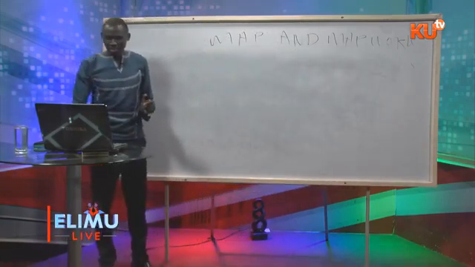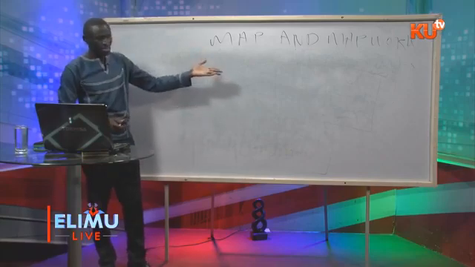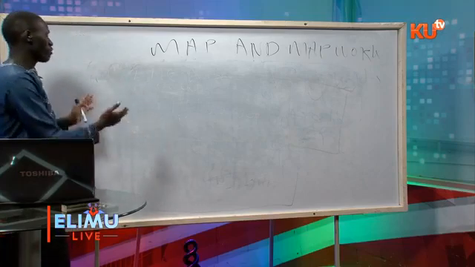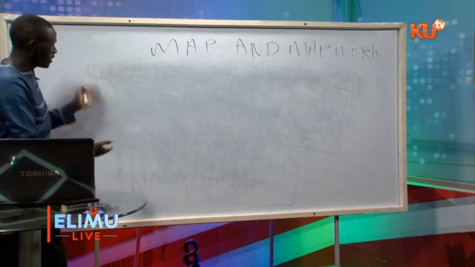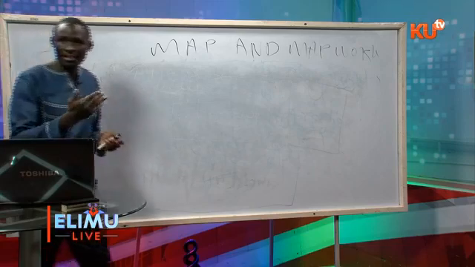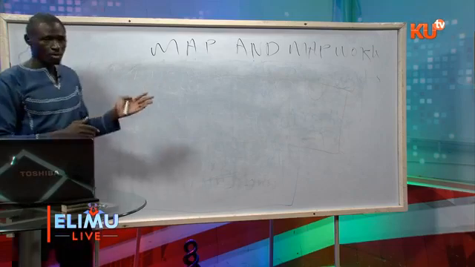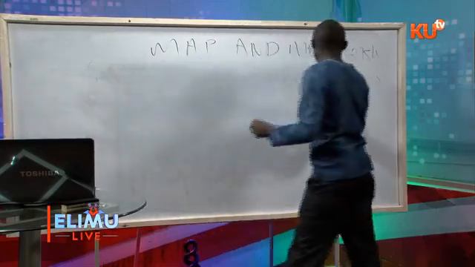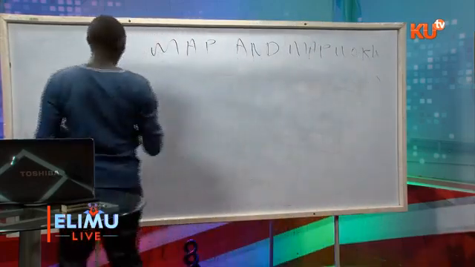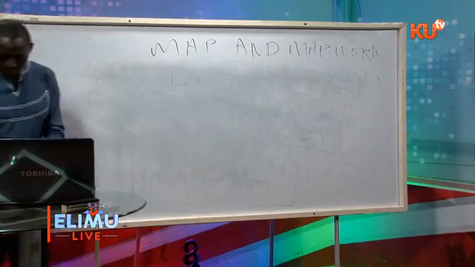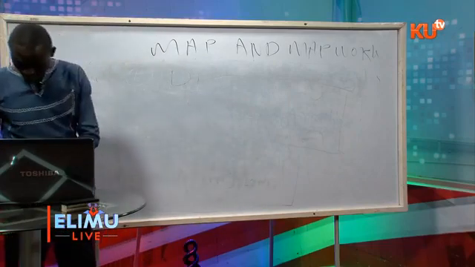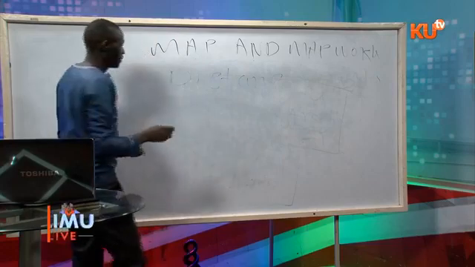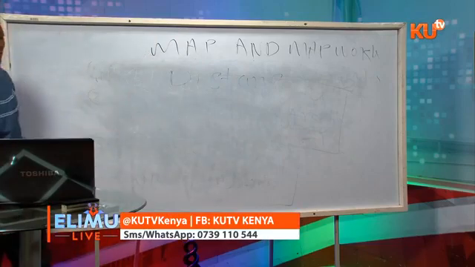Now, that brings us to how we can measure the distance on a map. How can we measure a distance from point 1 to point 2, or point A to point B, on a map? That's another thing we want to focus on: calculating the distance on a map. There are three ways of calculating a distance on a map.